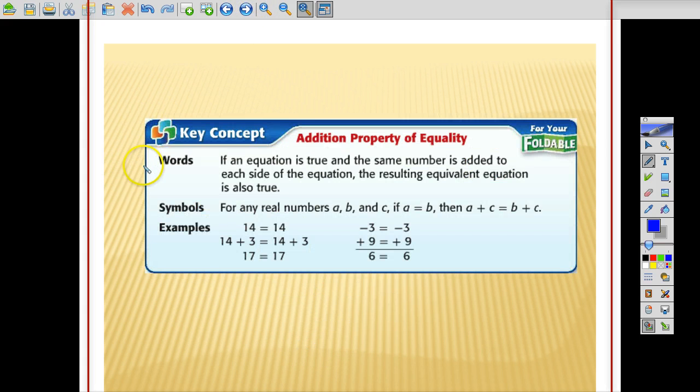All right, key concept: addition property of equality. If an equation is true and the same number is added to each side of the equation, the resulting equivalent equation is also true. It's saying if you add the same number on each side, it's still equal. For example, 14 equals 14. If you add 3 on each side, it's still equal because 17 equals 17. And that goes the same if it looks like a variable. A equals B. If you add C to it, A plus C equals B plus C.